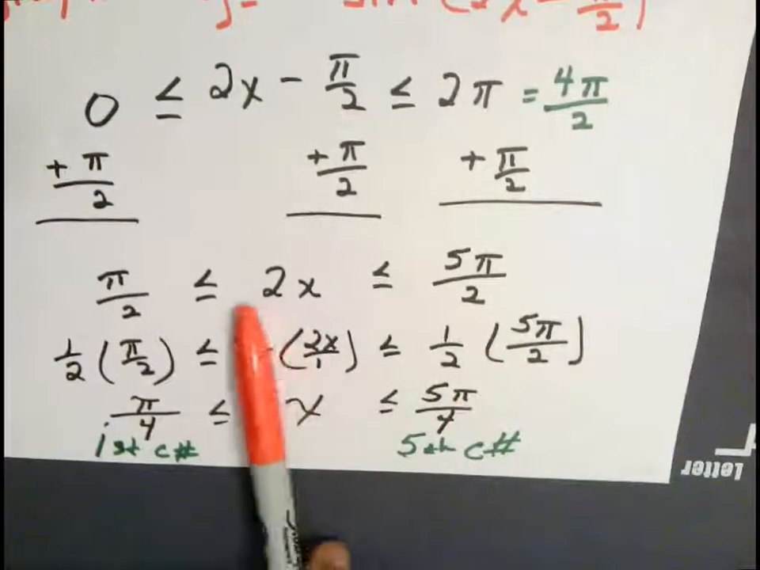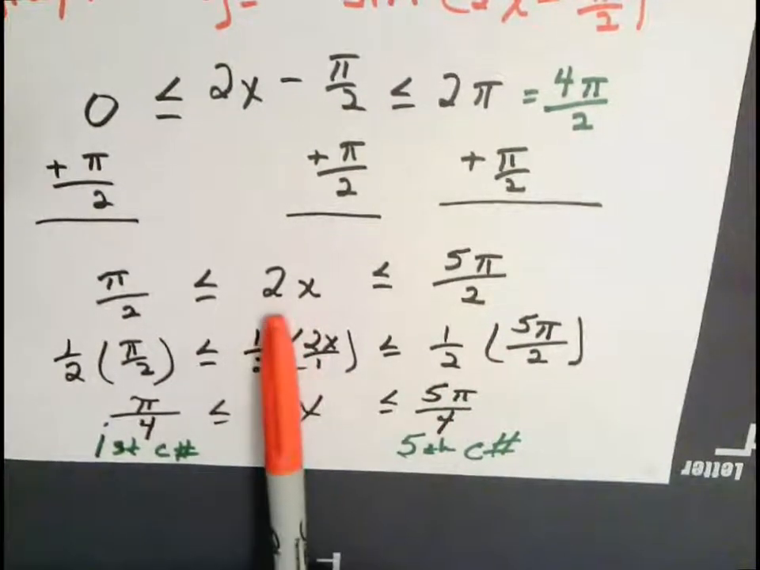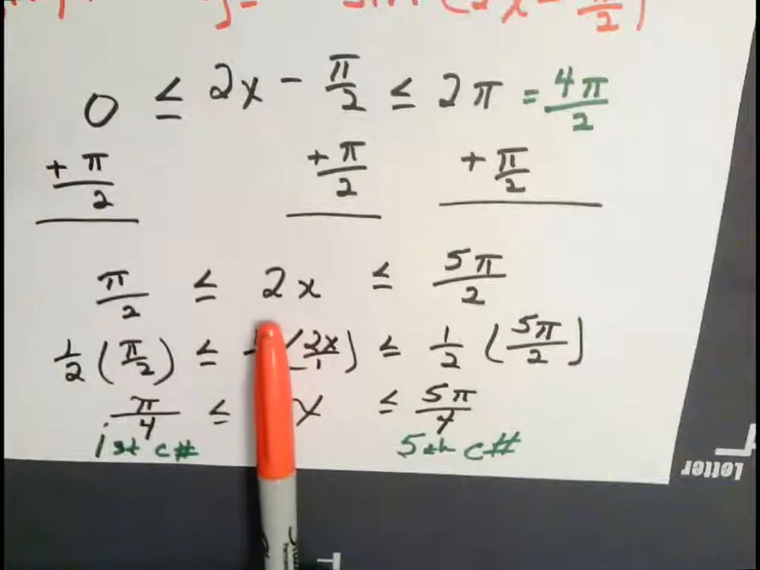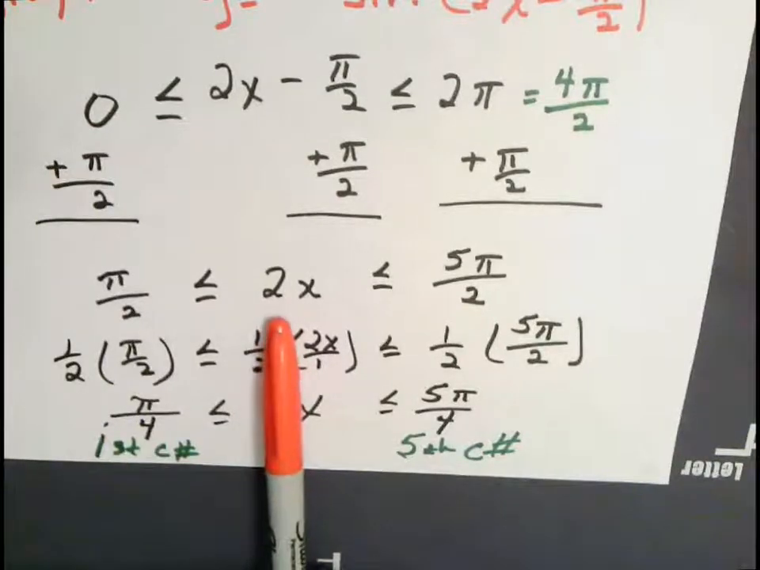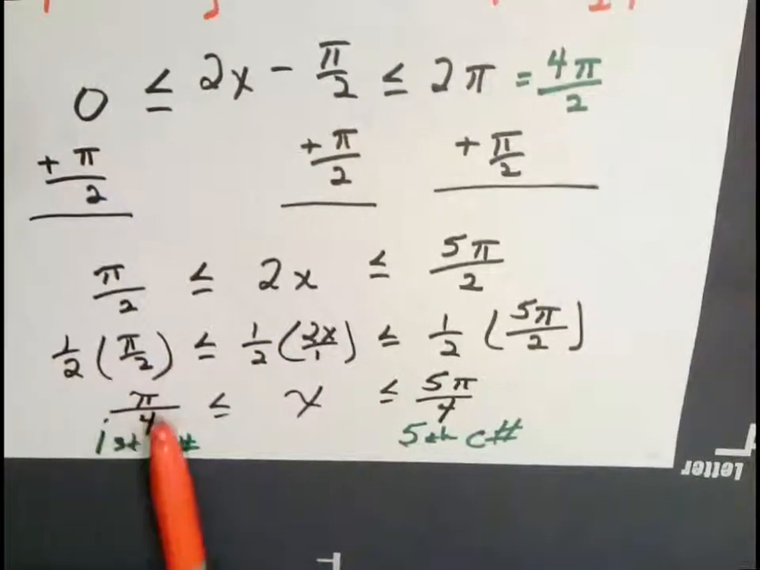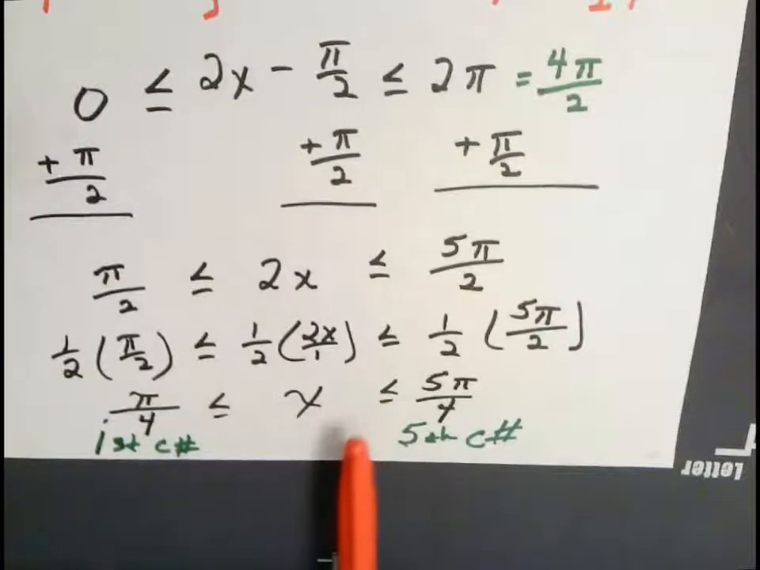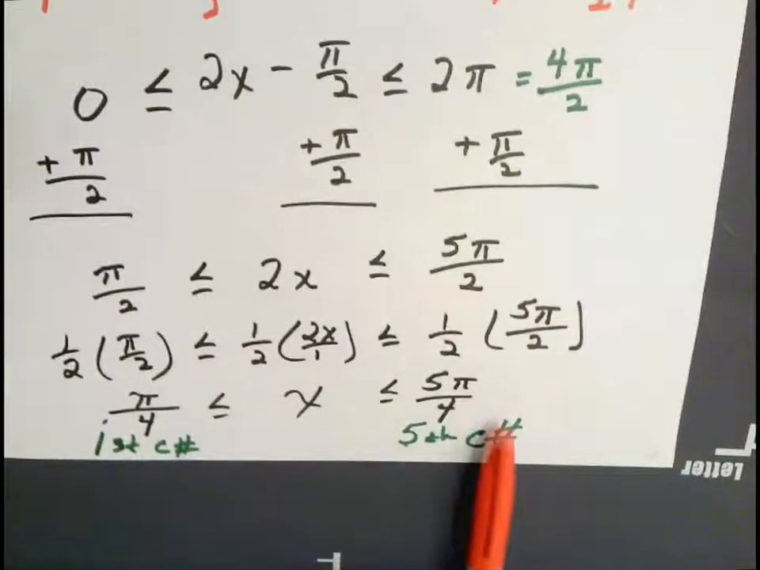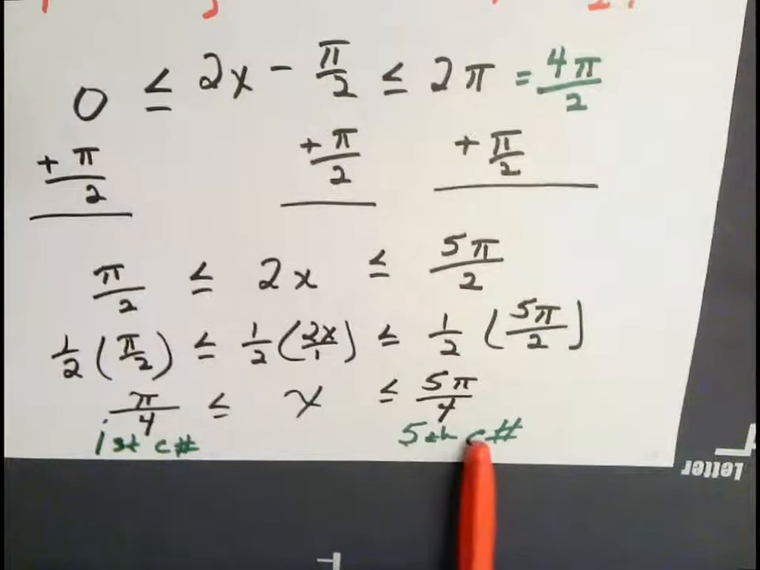But we have a 2x here. Remember, our goal is to get 1x here. So the way that we undo multiplying by 2 is we divide by 2. But dividing by 2 is the same thing as multiplying by its reciprocal, which is 1/2. So we end up with pi over 4 is less than or equal to x, which is less than or equal to 5 pi over 4. Remember, when we're doing our sine curve, our first critical number and our fifth critical number.